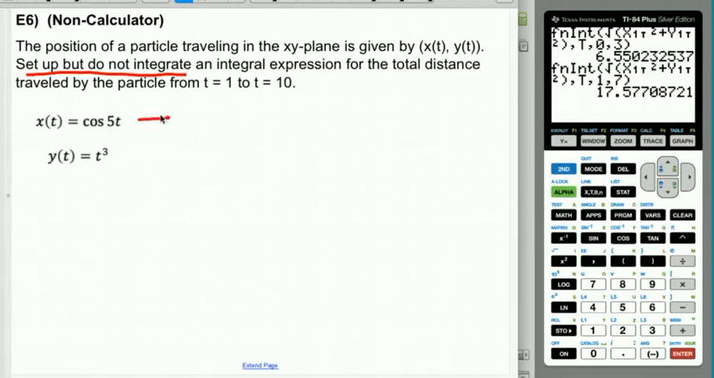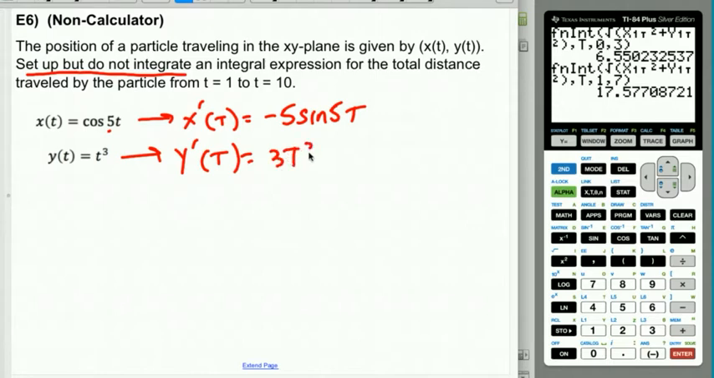So to do this, you're going to need x prime of t. Now in this situation, you're going to have to show that you know how to find x prime of t. So the derivative of cosine is a negative sine, and then I'm going to have to multiply by that 5 for the chain rule. So I'm going to get negative 5 sine of 5t. My y prime of t is going to be 3t squared. So I have to do this.